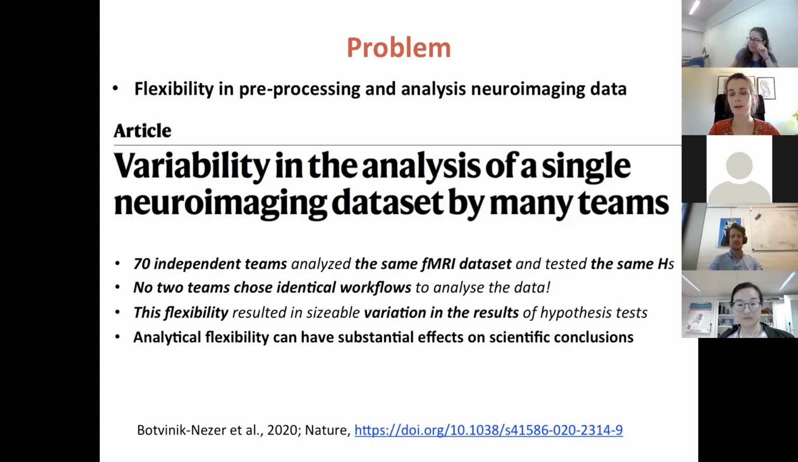This flexibility resulted in differences in the results. In general, this analytical flexibility could limit the conclusions that we can make based on different analytical workflows. So we have to beware of this, not only when we read neuroscientific studies, but also be aware of the analytical decisions that we make and how they may affect our own data and results.